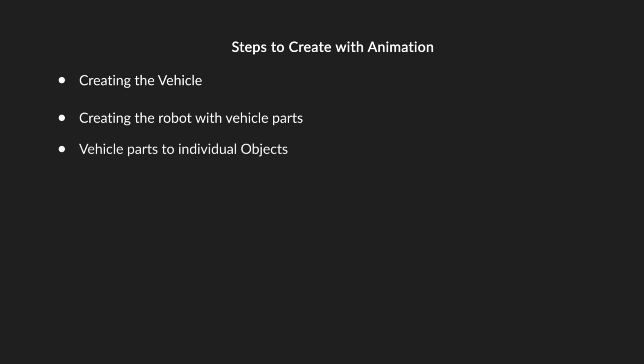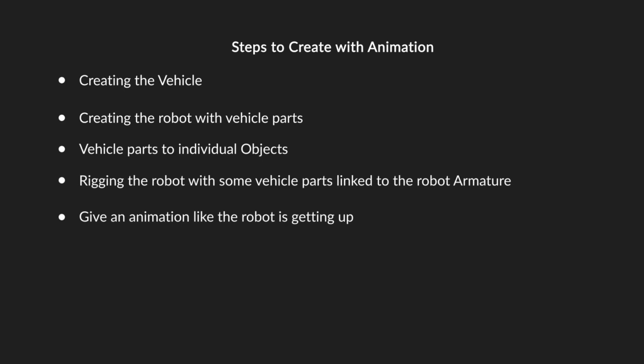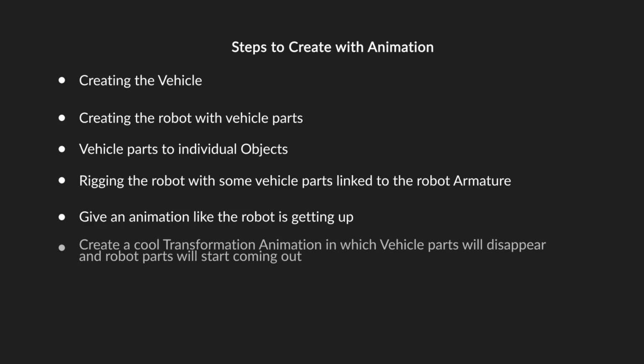I made some steps to make the animation. Create your vehicle. In my case it is a motorcycle. Create the robot using your vehicle parts. Make every vehicle part its separate object. Rig your robot. Give an animation like the robot is getting up. Give some add-on animations to the vehicle parts also, like parts are going in and the robot starts coming out. Add the materials, background and sound.